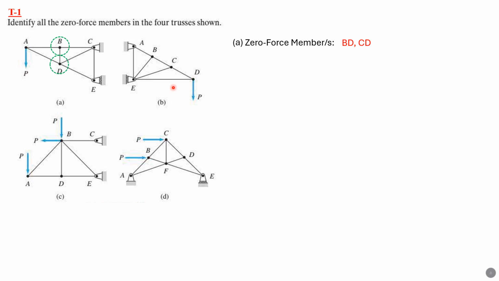Then for part B, if we focus at B, BE is 0. And then at C, case 2, the two members BC and CD are collinear. CE is unique, so CE is 0 also. Then because the reaction at E is horizontal, we have here a roller support, so it is collinear with the force of DE, so therefore we conclude that AE is also 0.